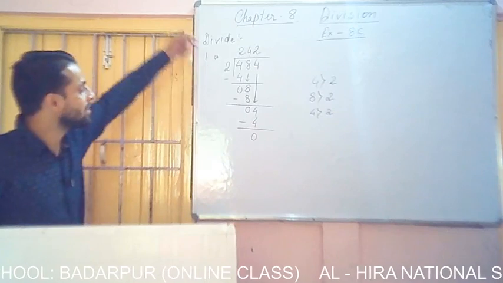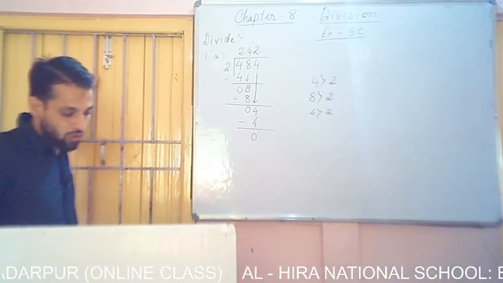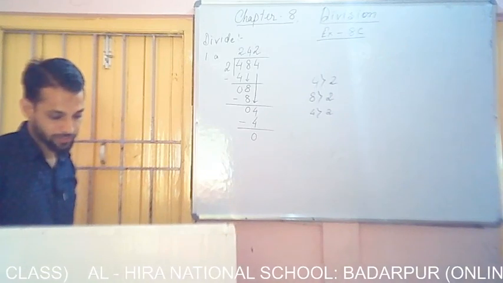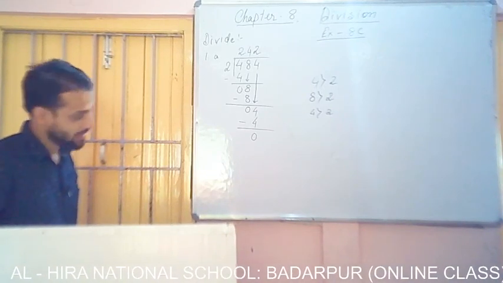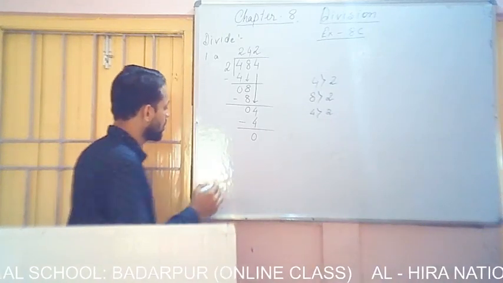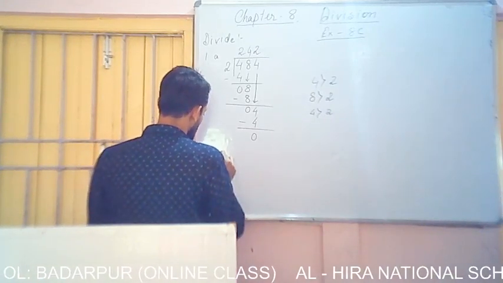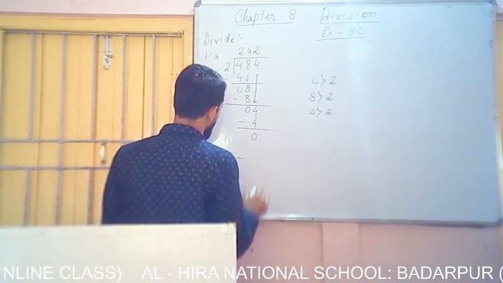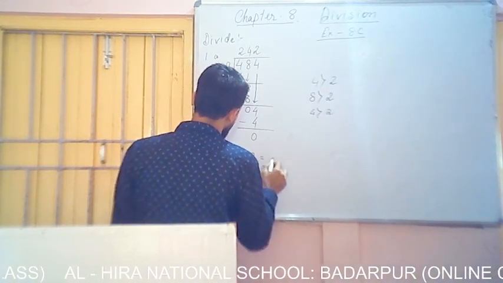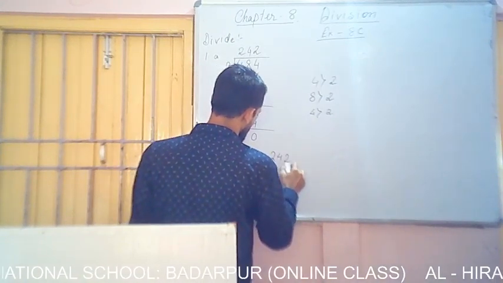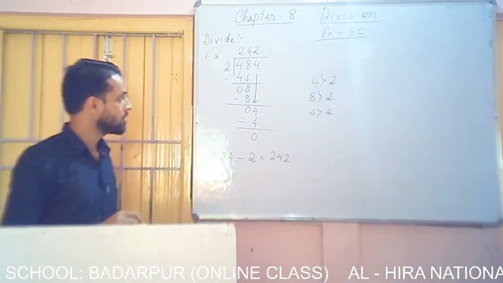Now here the quotient is 242, and the remainder is 0. So you can write 484 divided by 2 equals 242. Finished.